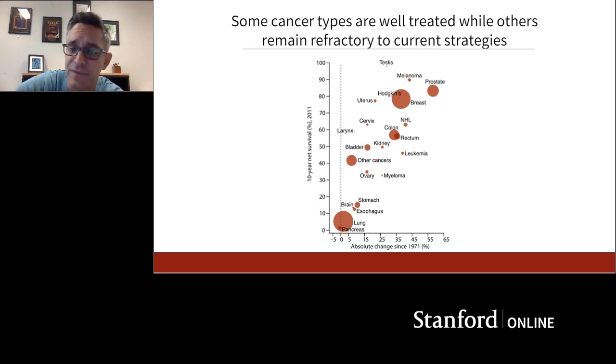For example, if you look at the top right, you'll see prostate cancer. There's more than a 50% increase in how long people will survive with prostate cancer. What percent of people will survive 10 years? So for many of these cancers that are moving to the right, there have been great advances in treatment. But there are some that remain down at the bottom left: lung cancer, pancreas cancer. These are still extremely hard to treat and where I think we need really new advances.